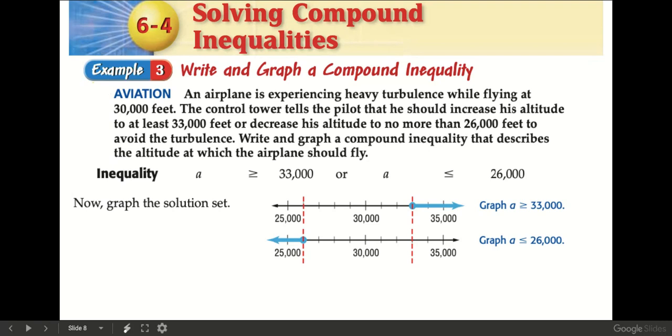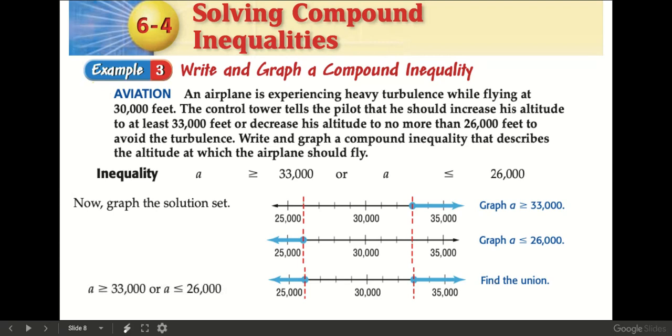So my graph would be the union of these two things, right? So basically my graph would be both of these, right? Because the plane can either be lower than or equal to 26,000, or it could be equal to 33,000 or greater, right? Anywhere would satisfy this compound inequality. It can't obviously be both, but it could be either on this side or this side. So this would be known as the union, right? I took these two graphs and combined them together. That is the union. So A must be greater than or equal to 33,000, or A must be less than or equal to 26,000.